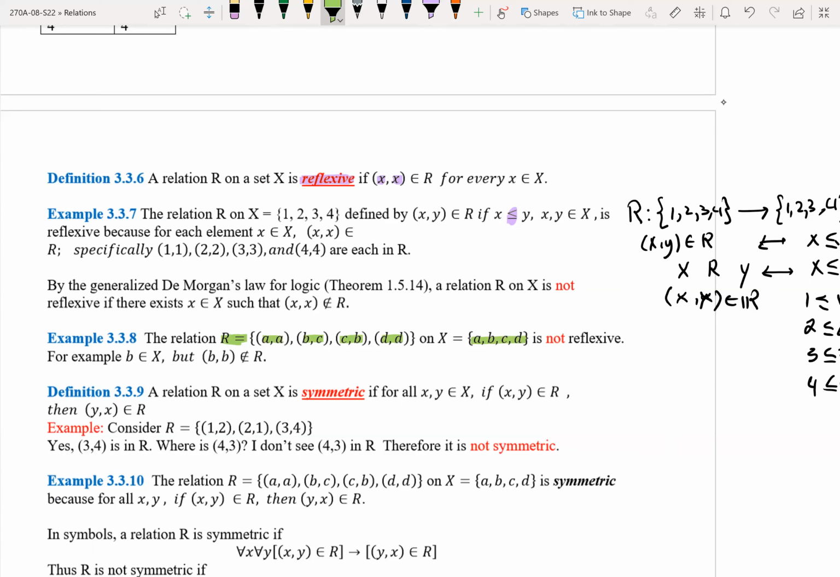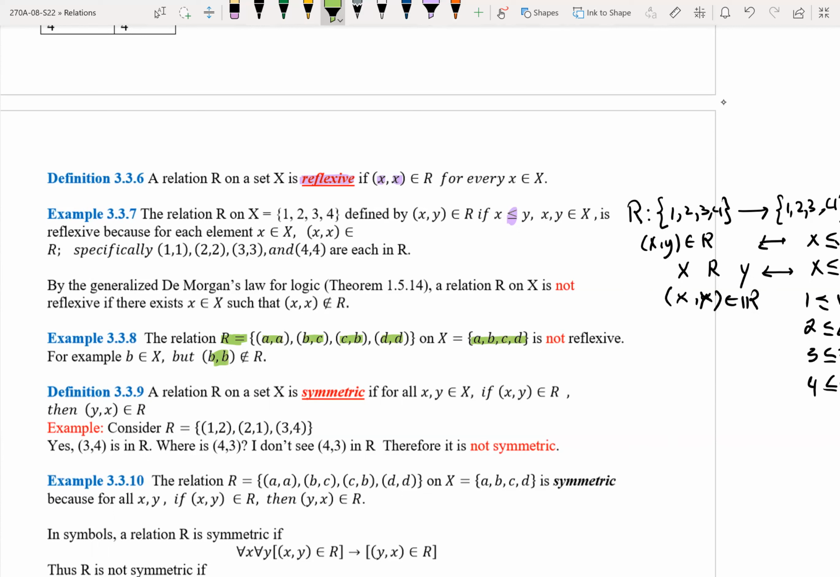So is it reflexive? If it's reflexive, you should have AA, BB, CC, DD. That's how it's reflexive, which you don't have, right? You don't have BB, you don't have CC. So for one counterexample, you can say B is not related to B, or C is not related to C, so it fails. So this is not reflexive. Does it make sense?